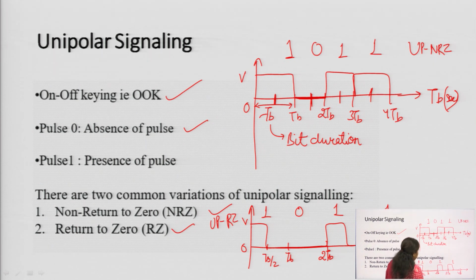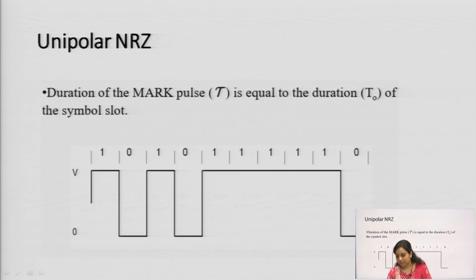For 0, I am not going to transfer any information. This is the main function of this unipolar criteria. Then for the next one, this will return back after this half bit duration, and for the other one as well. So, subsequently this type of signaling will be used for unipolar signaling.